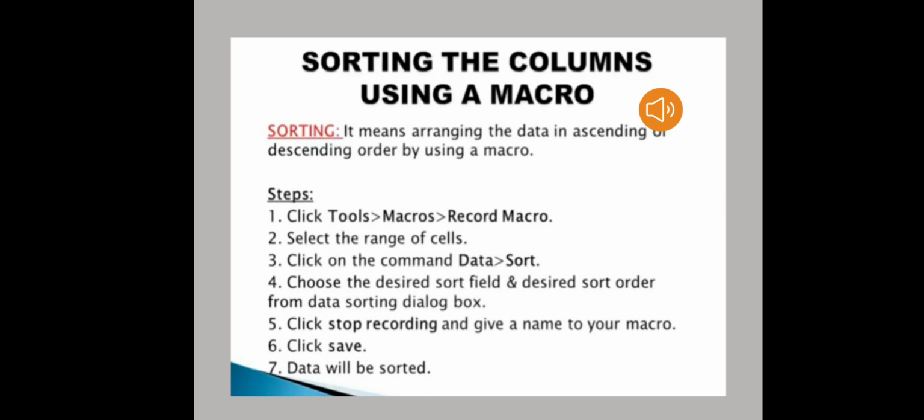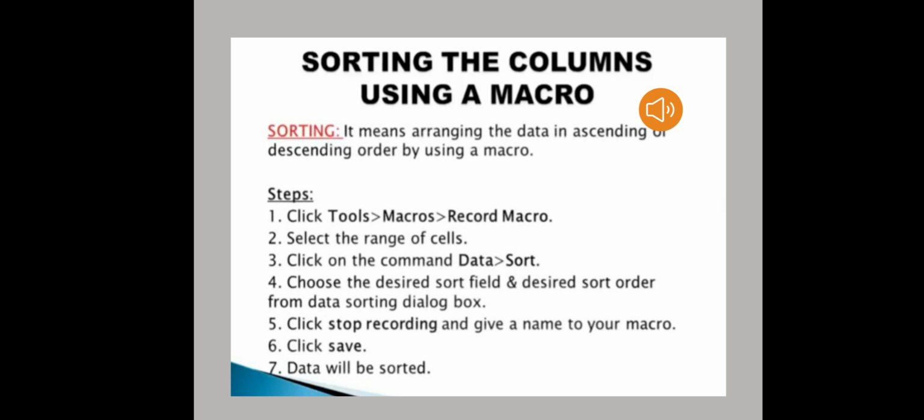Now next is sorting the columns using a macro. How can we sort the columns using a macro? Firstly we have to learn what sorting is. As we know from the previous classes, sorting is arranging the data in either ascending or descending order. But in macros, it means arranging data in ascending or descending order by using a macro.